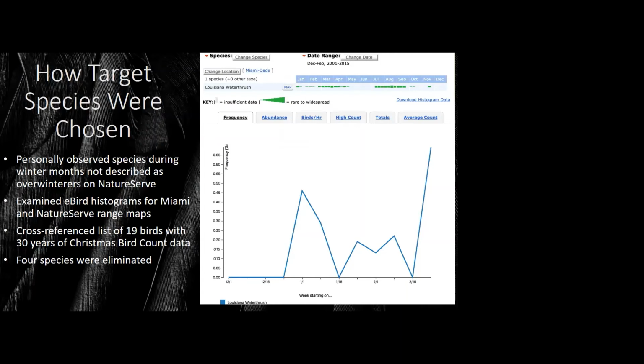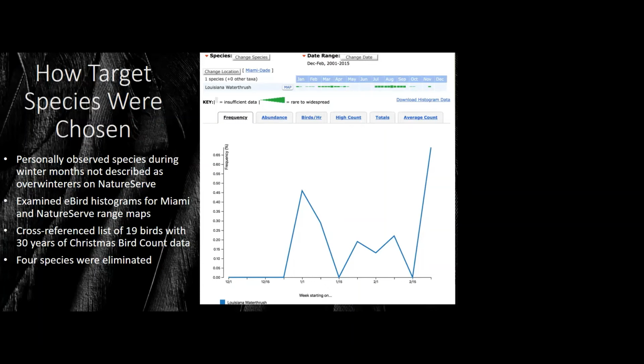I did choose these target species. A lot were based on personal observations. So I did continually see bird species that were, quote unquote, not supposed to be here during the winter months. I also looked at eBird histograms for Miami, which is where I was at that time, and the NatureServe range maps. I did a lot of cross-referencing with CBC, the Christmas bird count data, with the eBird data, and eliminated 4 species.